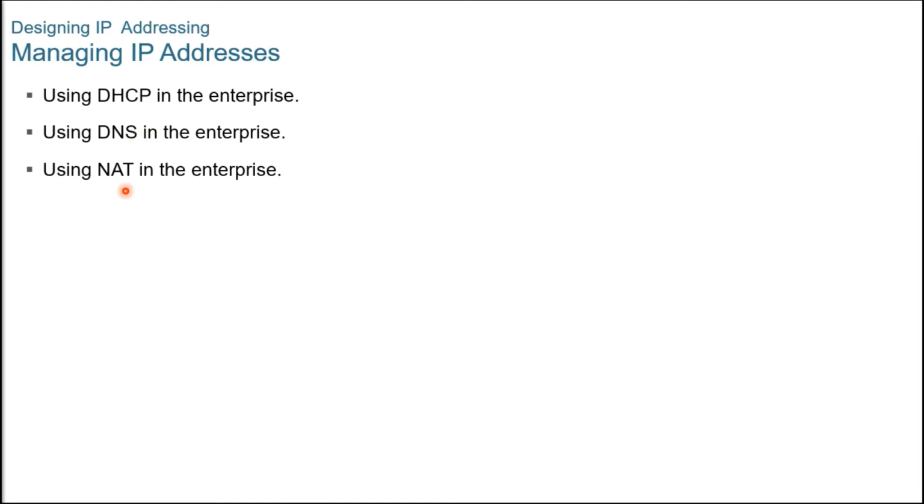Okay? So next would be the use of network address translation, or NAT. This is a process in which one or more local IP addresses are translated into one or more global IP addresses and vice versa in order to provide internet access to the local hosts.